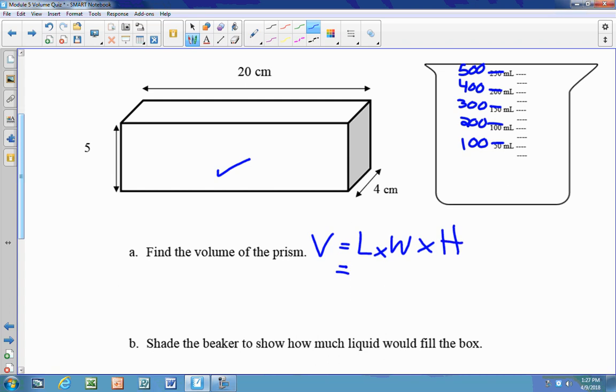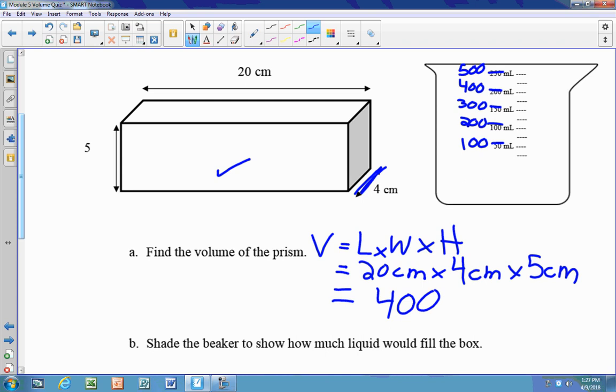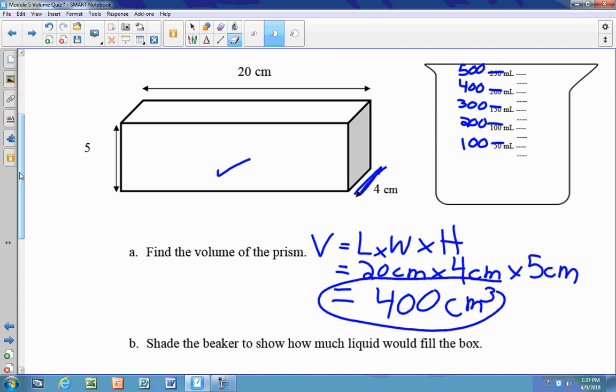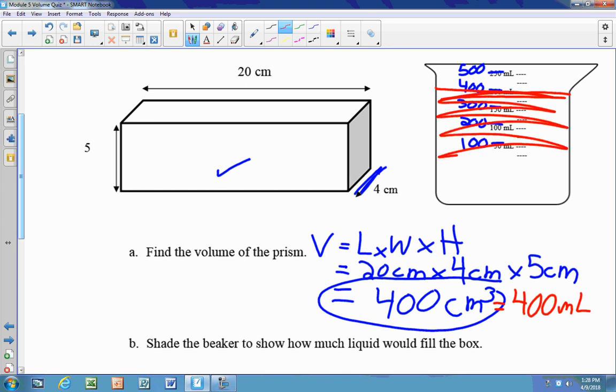And our length across is 20 centimeters. Our width back right here is 4 centimeters. And our height is 5 centimeters. And as we multiply that out, we end up with 400 centimeters cubed. We talked about circling our final answer. And then it says to shade the liquid. Well, 400 centimeters cubed is the same thing as 400 milliliters. So I can find my 400 milliliters, and I can shade that all in once I've drawn my line to show it.